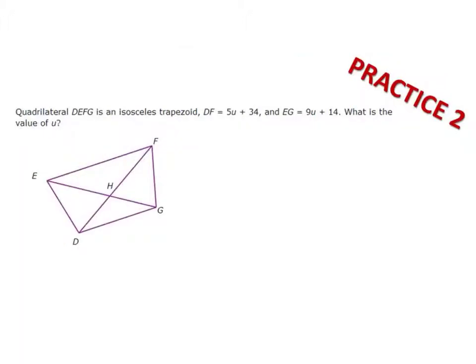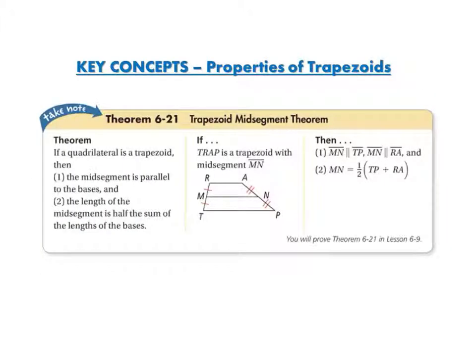Practice problem 2. Quadrilateral DEFG is an isosceles trapezoid. DF equals 5U plus 34, and EG equals 9U plus 14. What is the value of U? The next theorem states that if a quadrilateral is a trapezoid, then the midsegment is parallel to the bases.